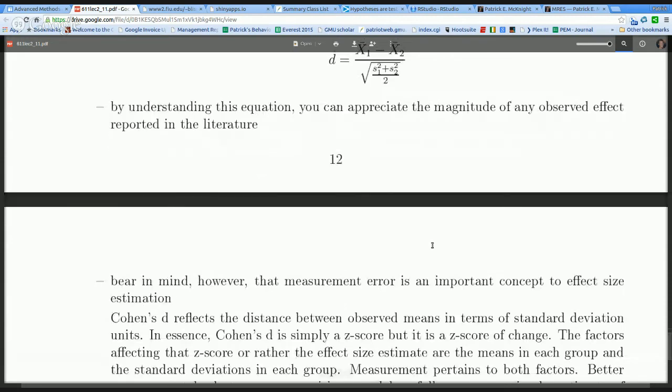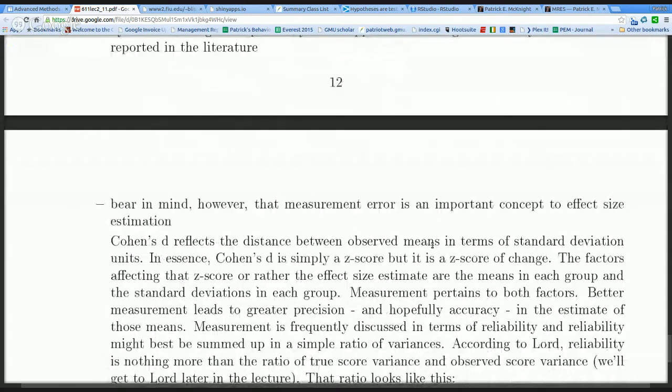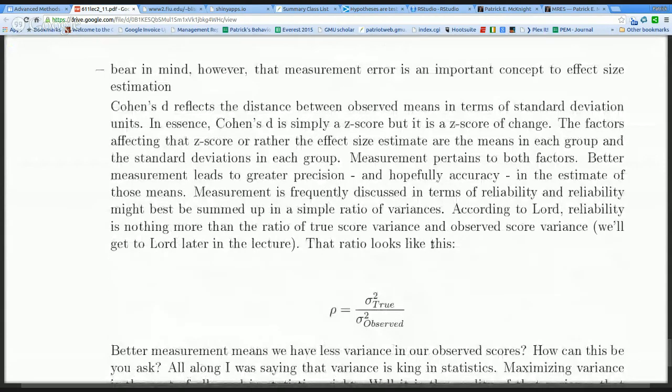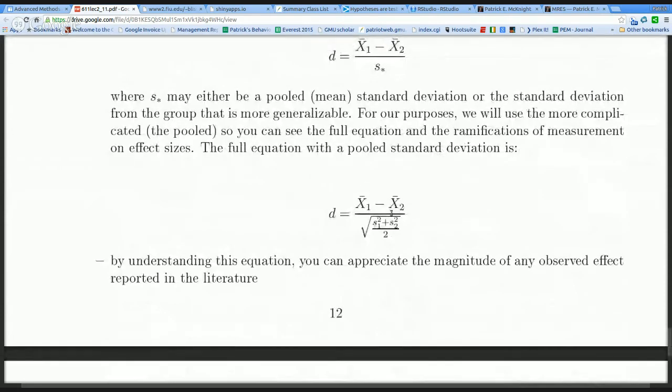Now, what is it about Cohen's d that helps us figure this out? Well, Cohen's d is important because, one, it's a measure of effect size. The larger the effect, the greater the power.